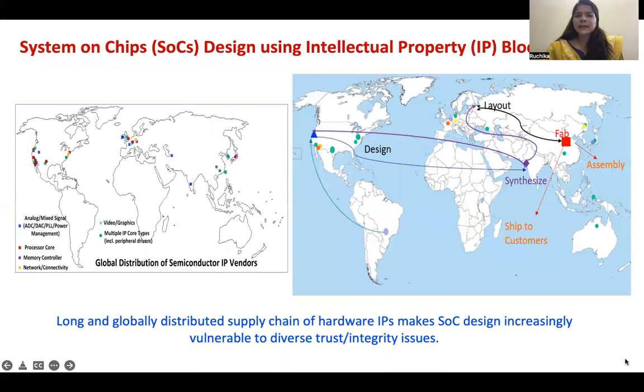In system on chip design, IP manufacturing is distributed across the globe. This long and globally distributed supply chain of hardware IPs makes SoC design increasingly vulnerable to diverse trust and integrity issues. IC manufacturing involves design, layout, synthesis, fabrication, and assembly. Multiple countries across the globe are involved in making one IC.